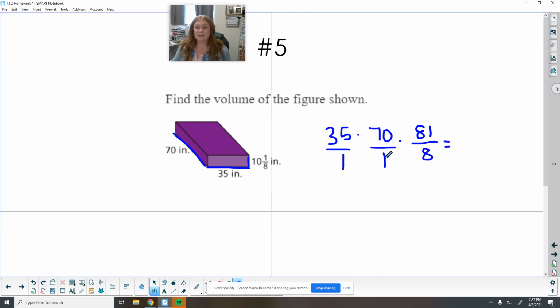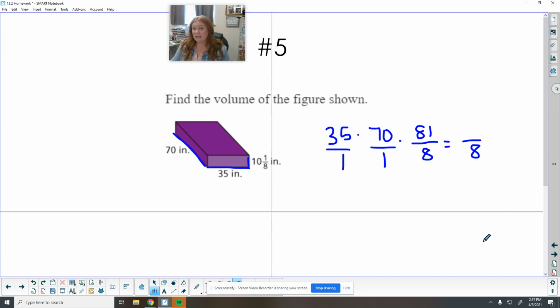So 1 times 1 is 1, times 8 is 8. So we need to do 35 times 70 times 81, and then divide that by 8. So since it gave us part of our problem as a fraction, we can give them our answer back as a fraction instead of a decimal. Just make sure you simplify it all the way.